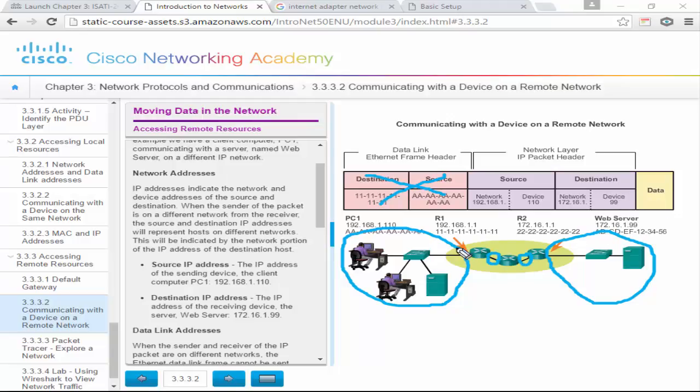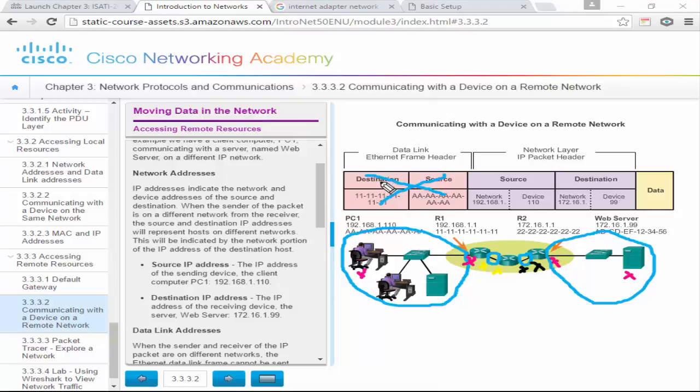So at first, let me change colors here. At first, this is the source, and this is the destination. Now the IP address is always of this server. That doesn't change, but the layer 2 changes as we go across. That was the first one, and then it changes to right here. This is the source address, and this is the destination. Then it changes to right here, source, destination, and then we're back to this one being the source, and this being the destination.